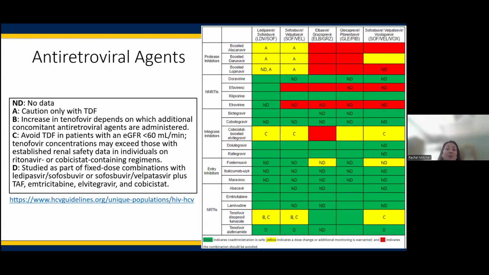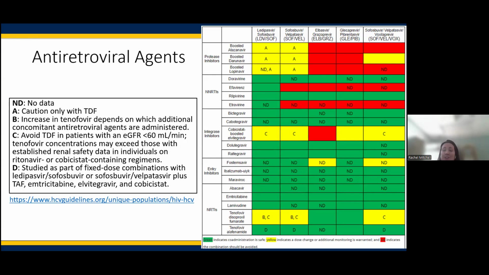This table I also did not make. This is a screenshot from the guidelines. In their HIV section, they have this nice table already created that goes over the antiretroviral agents and the recommendations with the different DAAs. So again, you've got options here, depending on what your patient's HIV ART regimen is, to be able to select a DAA or make some modifications if needed.